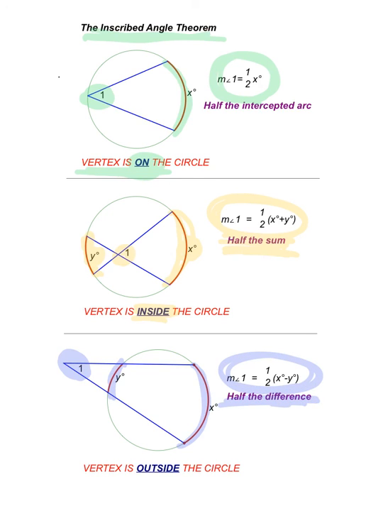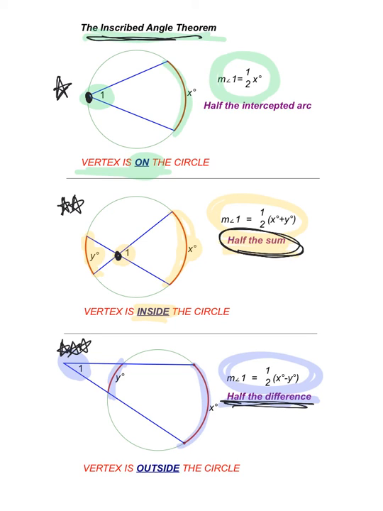So we can call the first one the inscribed angle theorem, wherein the vertex is on the circle. The second one is the half the sum theorem, wherein the angle is formed inside the circle. And last but not the least is the half the difference theorem, wherein the angle is formed outside the circle.